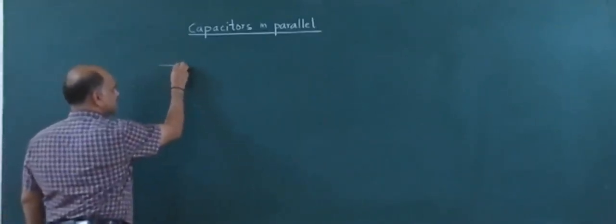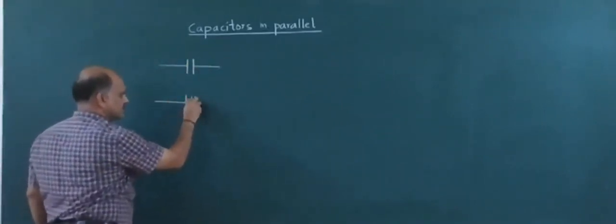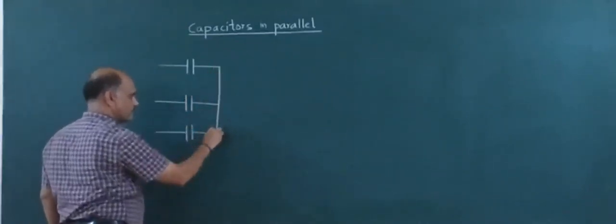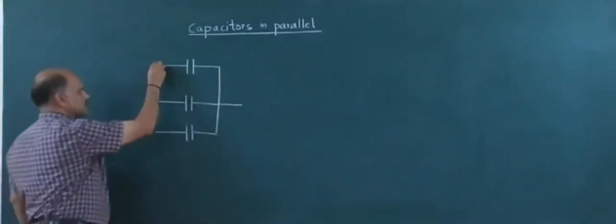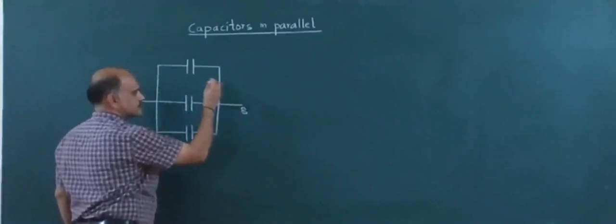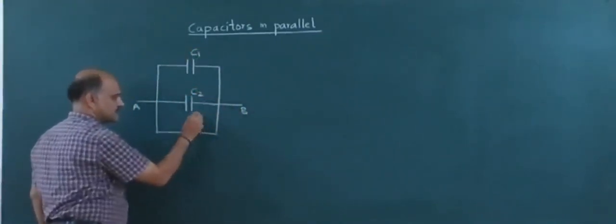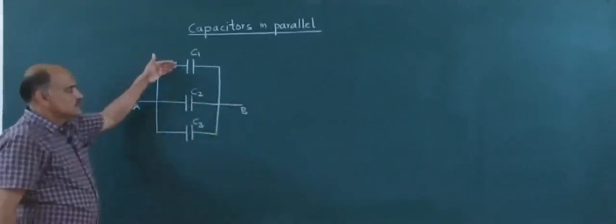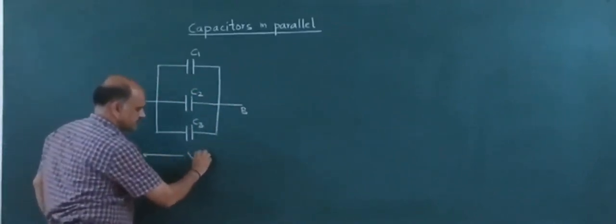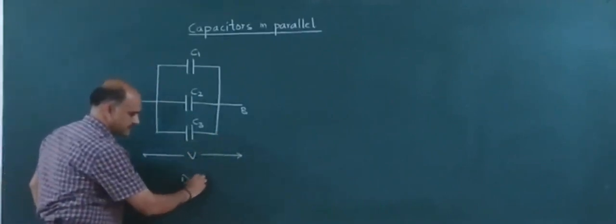So I will take again three capacitors. You will have them in this form, one below the other. So you can say three branches, A, B. So C1, C2, C3, three capacitors. So the potential across these capacitors is the same. So potential is V. V is the same.